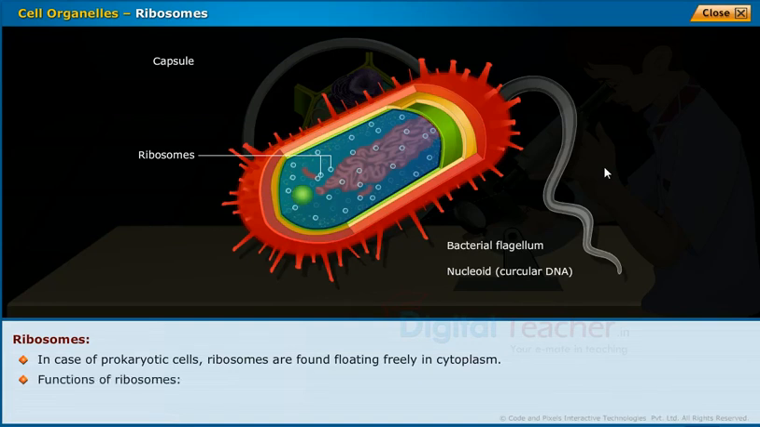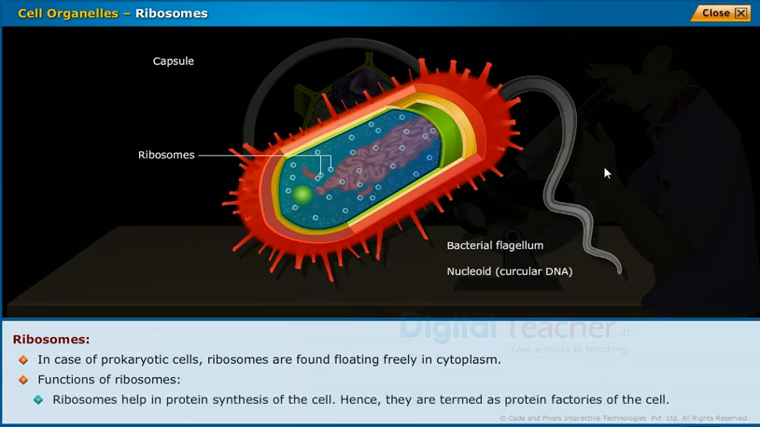Functions of ribosomes. Ribosomes help in protein synthesis of the cell. Hence, they are termed as protein factories of the cell.